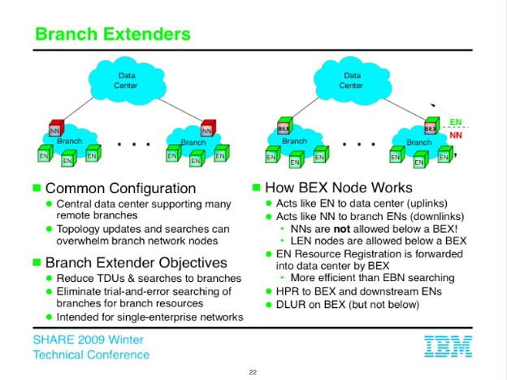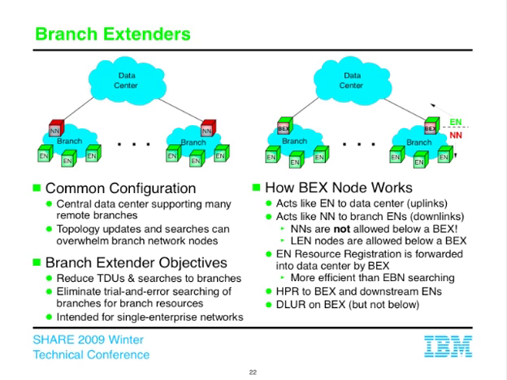So we had to come up with a way to solve this. We had to reduce the number of topology database updates and searches that were going on in the branches. We had to eliminate the trial and error searching for those branch resources. But we really did not intend this to interconnect enterprises. We intended this to be within a single enterprise. The way that we solved the problem was by inventing a branch extender node.